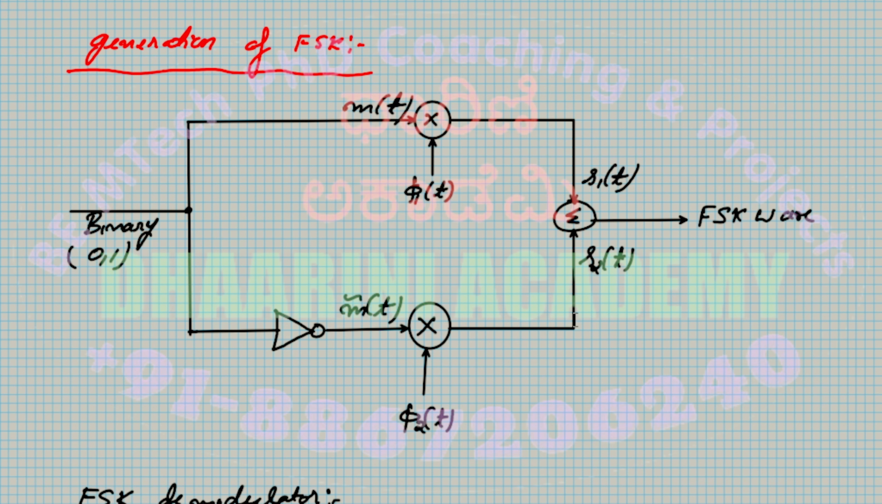Okay, so then we'll see the modulation process. On the modulator side, this is the block diagram. I have a binary sequence coming from here. If it is 1, I use this part. If it is 0, I use the other part. Whenever it is 1, m of t gets multiplied with phi1 of t and you get s1 of t. Whenever it is 0, it gets passed through a NOT gate to get 1, so that it gets multiplied with phi2 of t, which comes out as s2 of t. Add them together to get the FSK wave.